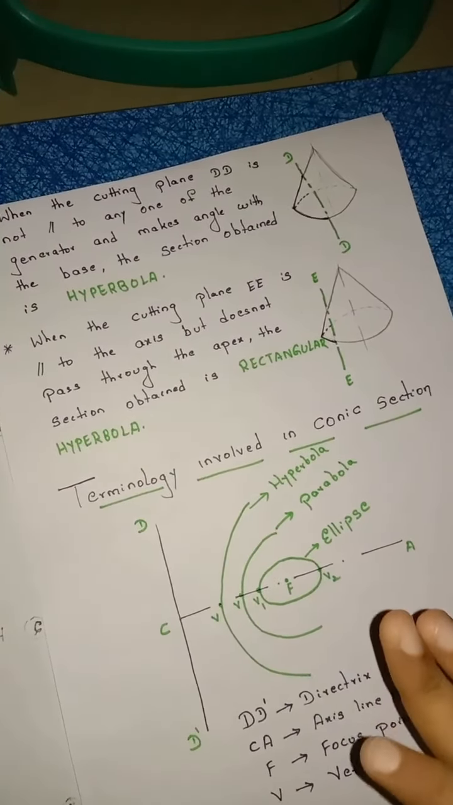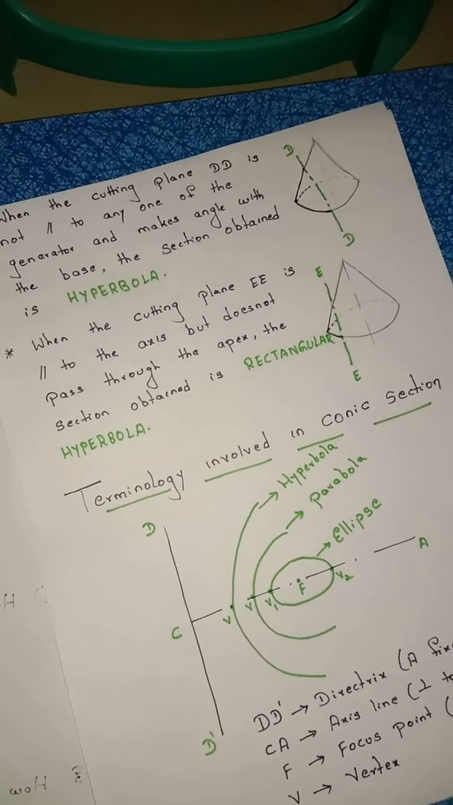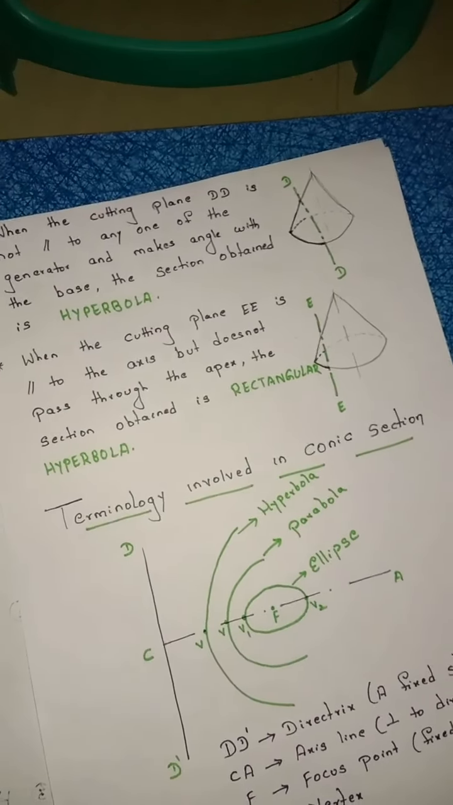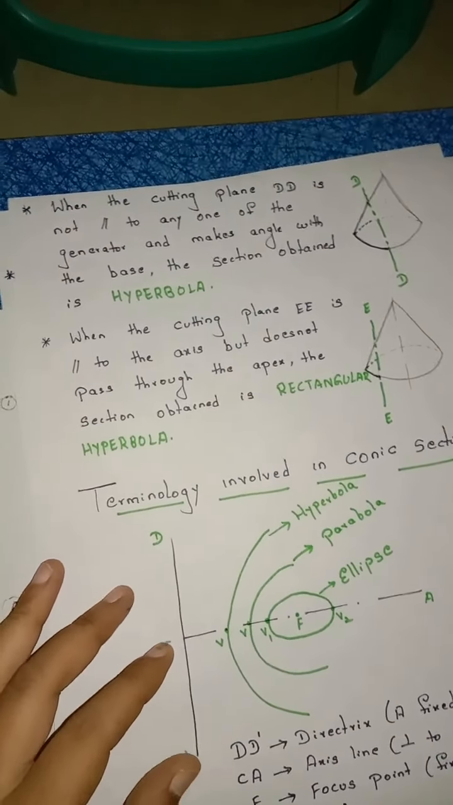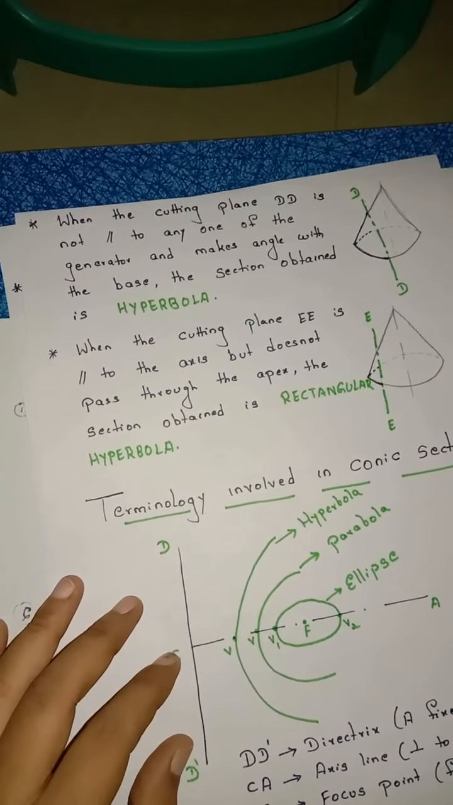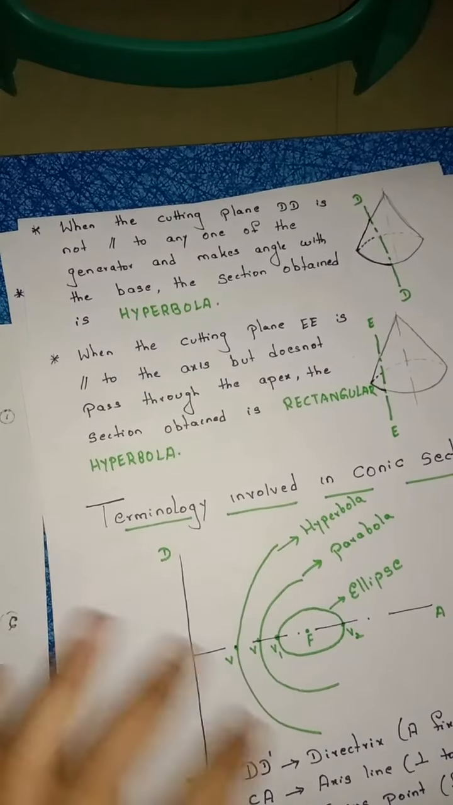Please remember this: ellipse, parabola, hyperbola and rectangular hyperbola. Right, I want to show you the difference between the axis line, sectional plane, dashed line and straight line. You will see the difference first.